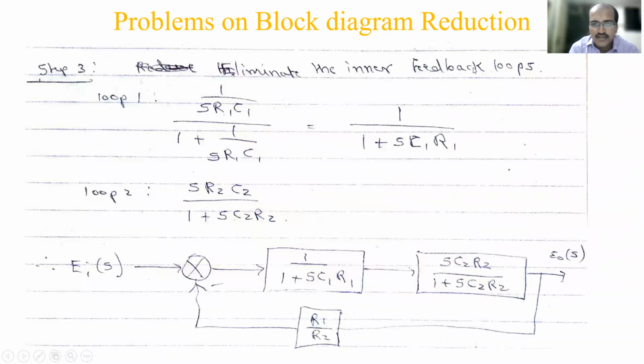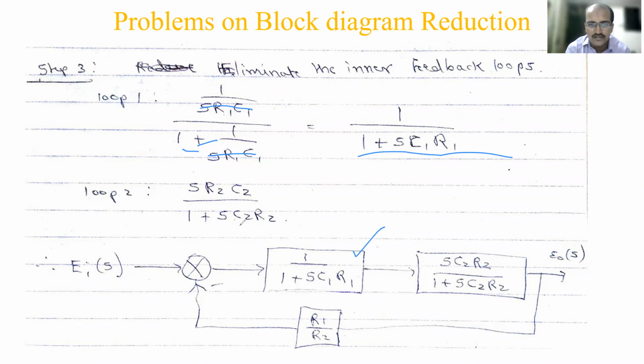The steps for eliminating the minor feedback loop are written. First loop, that is 1 by S R1 C1 divided by 1 plus 1 by S R1 C1. Here this 1 will be multiplied with this, so it will become S R1 C1 plus 1. And then in the whole denominator, these two will cancel out, so in the numerator only 1 will be there, and in the denominator you will have SC1 R1 plus 1. Anyhow, you can write SC1 R1 plus 1 or 1 plus SC1 R1, I have written. So this is your first loop that is entered here.